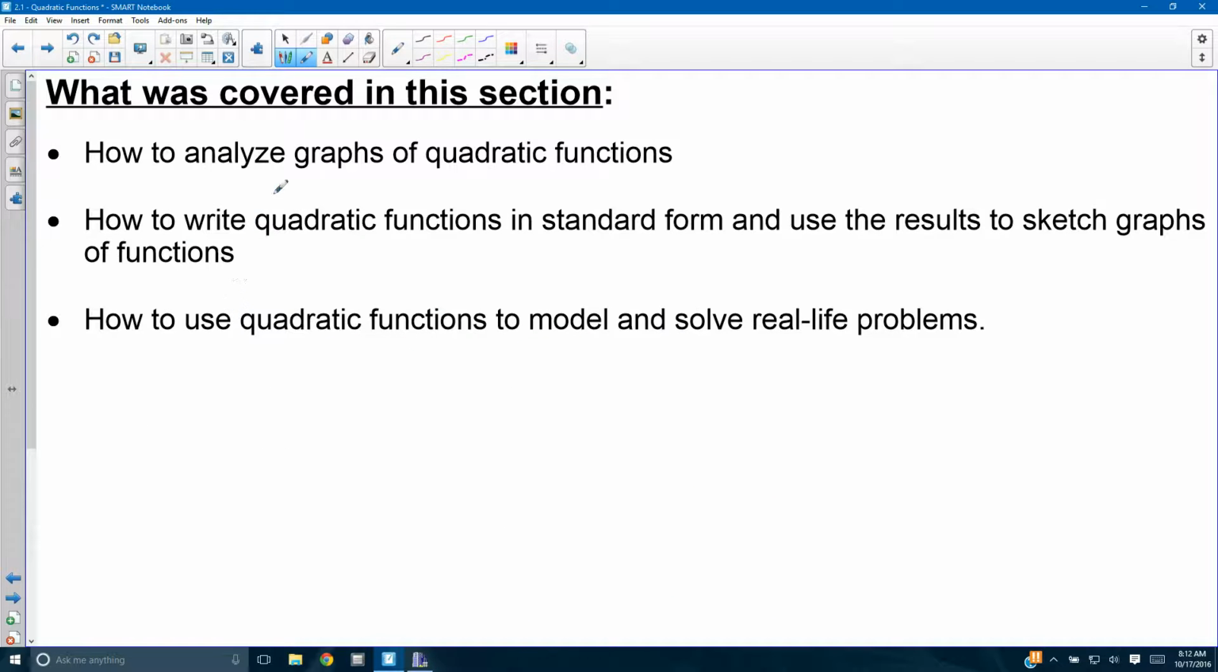Okay, so wrapping things up, what was covered was actually quite a bit. But in a nutshell, how to analyze graphs of quadratic functions, meaning certain information based on certain forms, and how to write quadratic functions in standard form and vertex form, and use the results to sketch graphs of functions, or have the graphs and write them in standard or vertex form, and how to use quadratic functions to model and solve real-life problems, like the 3 upside-down ones with vertexes that we just saw before.